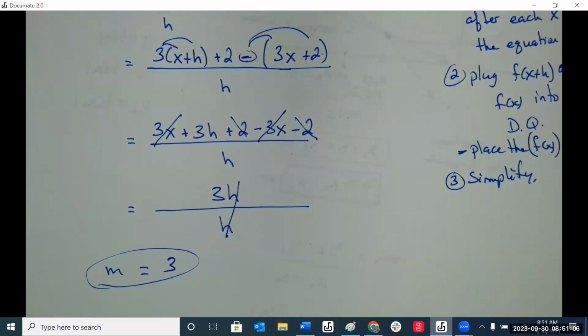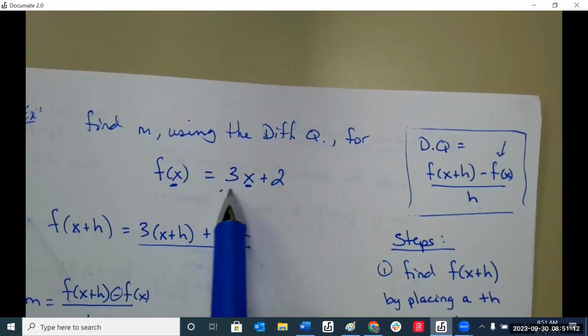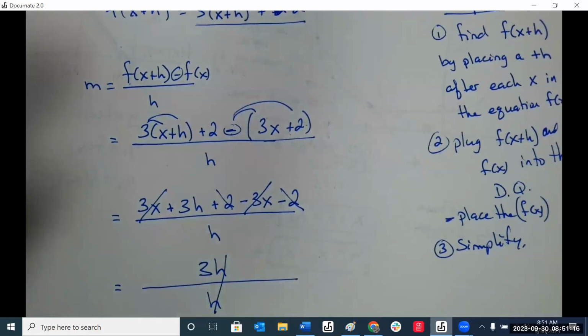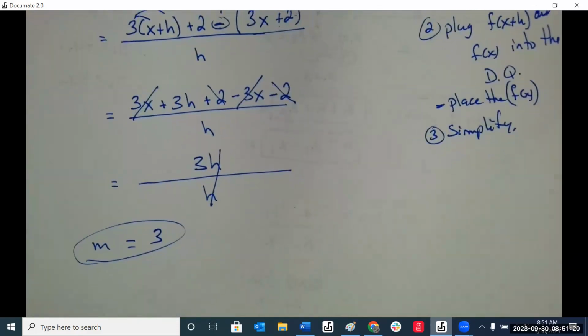We knew that was supposed to be the answer because this is a linear equation, mx plus b. The slope is 3. I'm using this just to show you a simple case, how it works. This is the way it works. Okay, so let's take it a notch up.